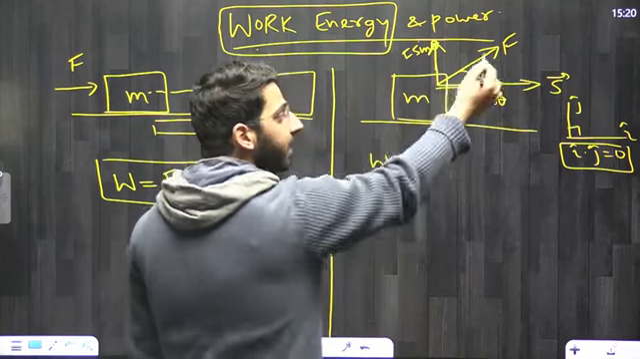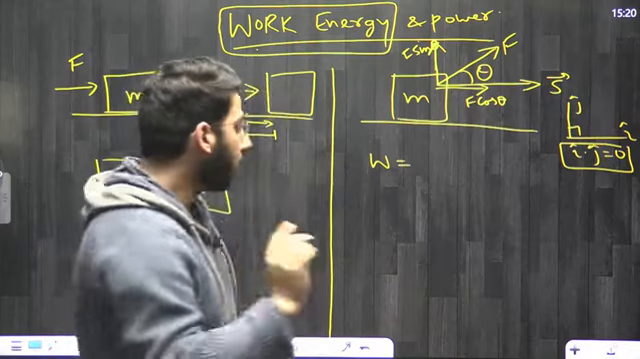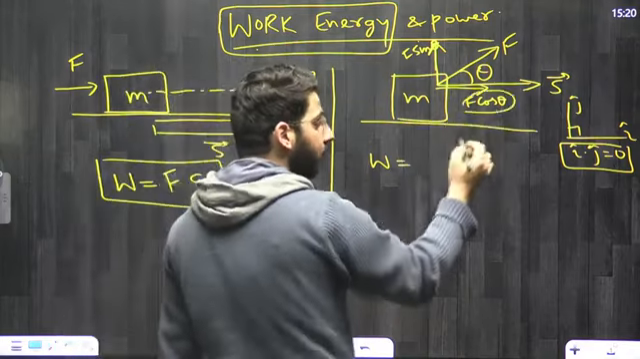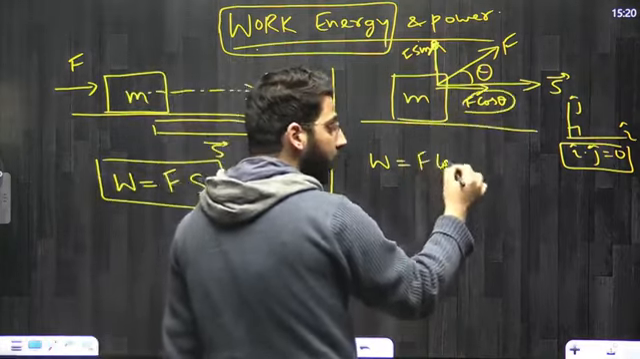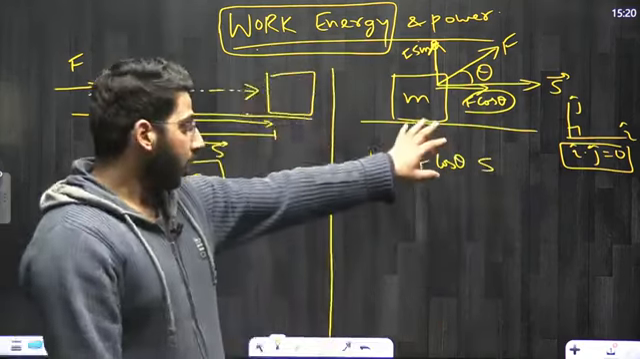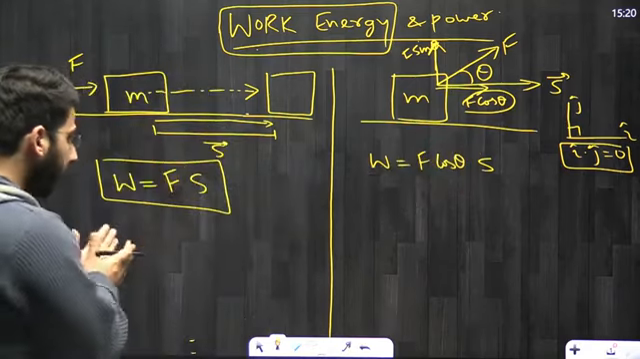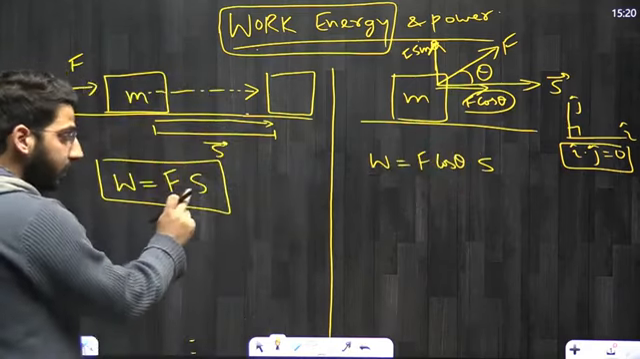So F has two components, F sine theta and F cos theta, and F sine theta is not doing any work. So which is doing work? F cos theta. So I'll say that F cos theta, and then there is displacement x. Now I would like to go back to this.